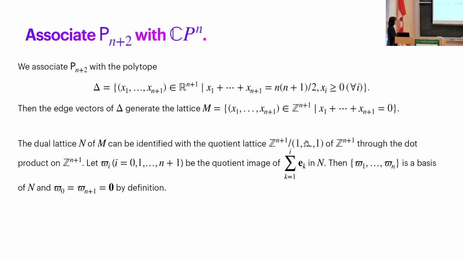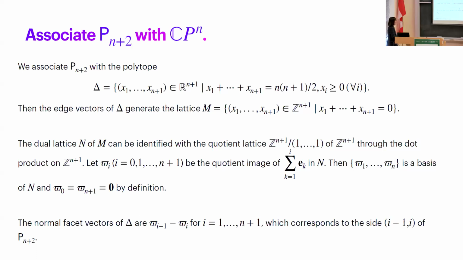And if we let bar phi_i be the quotient image of the sum of standard basis vectors from 1 to i in N, then the vectors bar phi_1 to bar phi_n form a basis of N, and by definition bar phi_0 and bar phi_(n+1) become the zero vector. And the normal vectors of delta are bar phi_(i-1) minus bar phi_i. We correspond this vector to the side (i-1, i) of the polygon. So let's just see an example.